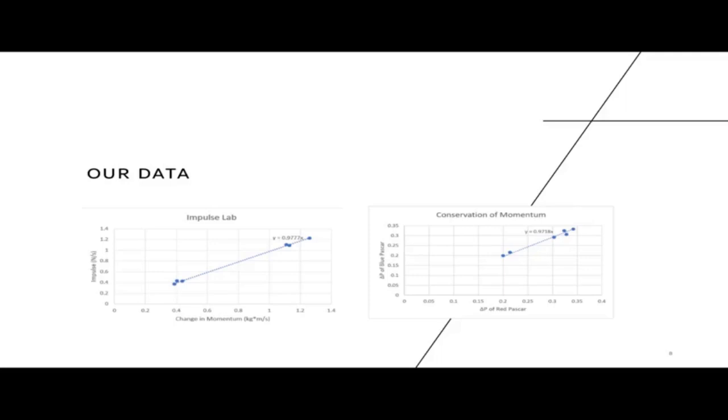And then on the other hand, we have the conservation of momentum graph. We had the change of momentum of the red car on the x-axis and the change in momentum of the blue car on the y-axis. We also tried to show that the changes of momentum in both of the cars were equal, and we had about, again, a 3% error there. So I would say that our experiments were pretty good.